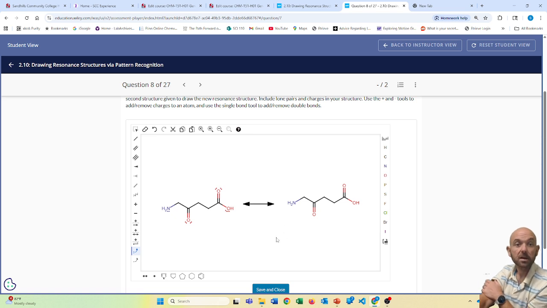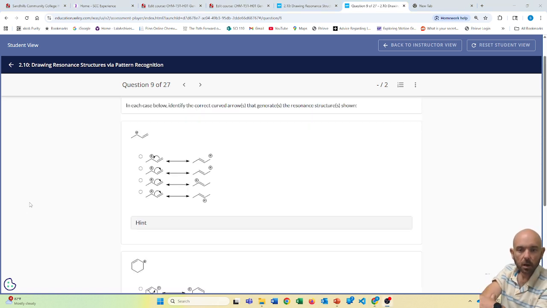changing electronic environments. On question 9 here, they're showing us 4 different resonance actions and basically asking which one is correct. So out of the choices here, 3 of them will show an incorrect arrow notation, and 1 of them will show the correct arrow notation.